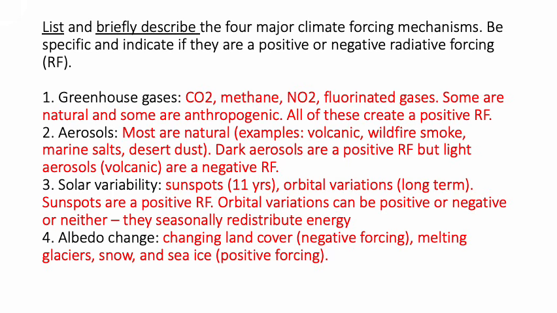Solar variability, an example of that would be sunspots on 11-year cycles or very long-term orbital variations. Sunspots are a positive radiative forcing. Orbital variations can be positive or negative or neither. They can just simply seasonally redistribute energy over the different hemispheres. Albedo change, for instance, changing land cover, deforestation is a negative forcing, or melting glaciers, snow, and sea ice that expose a darker substrate or darker ocean beneath, that is a positive forcing.